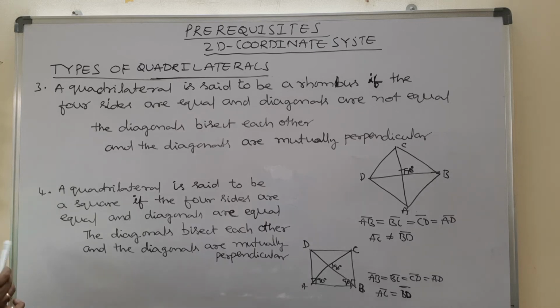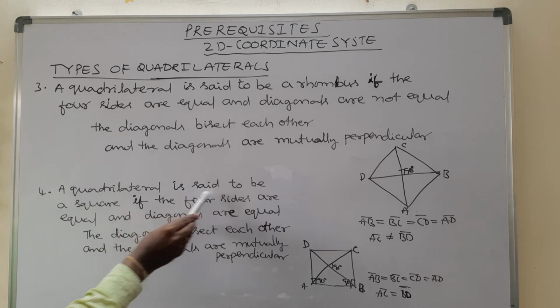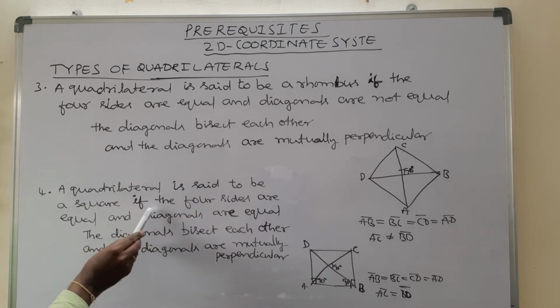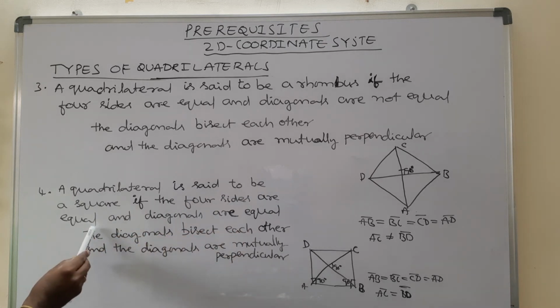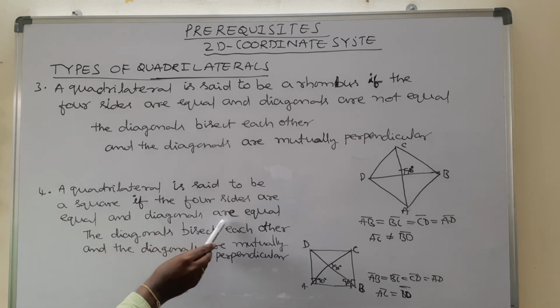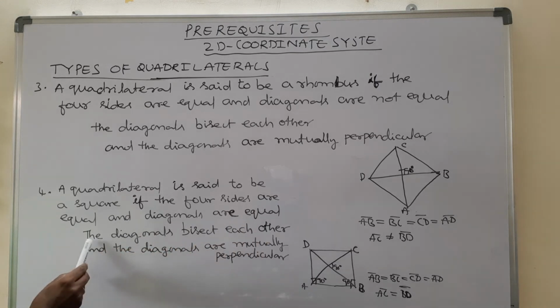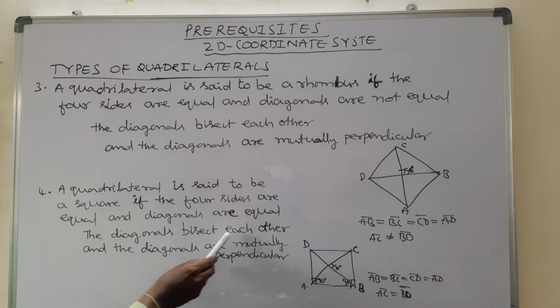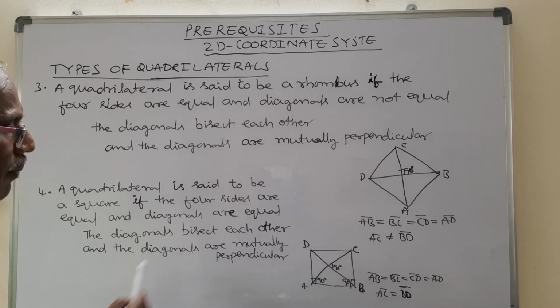Next, discuss about the square. A quadrilateral is said to be a square if the four sides are equal and the diagonals are equal. In a square, the diagonals bisect each other and the diagonals are mutually perpendicular.